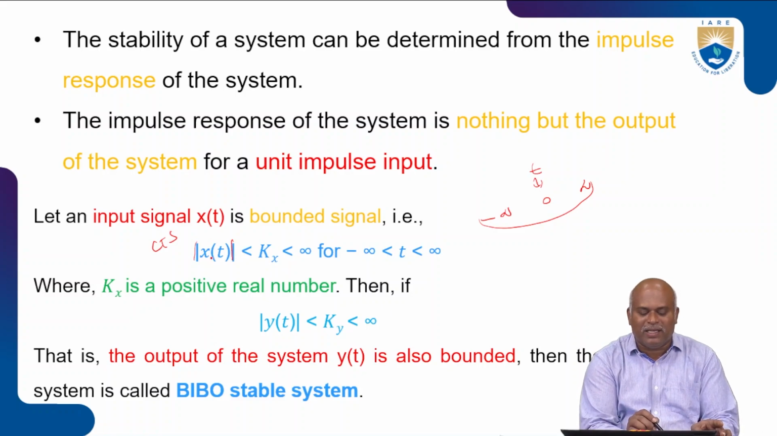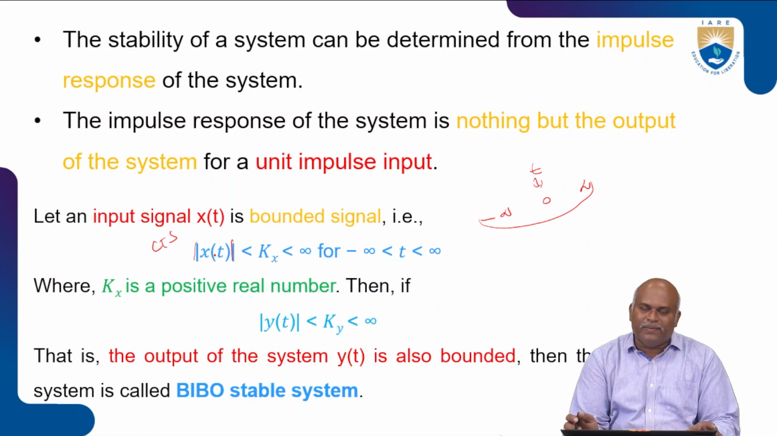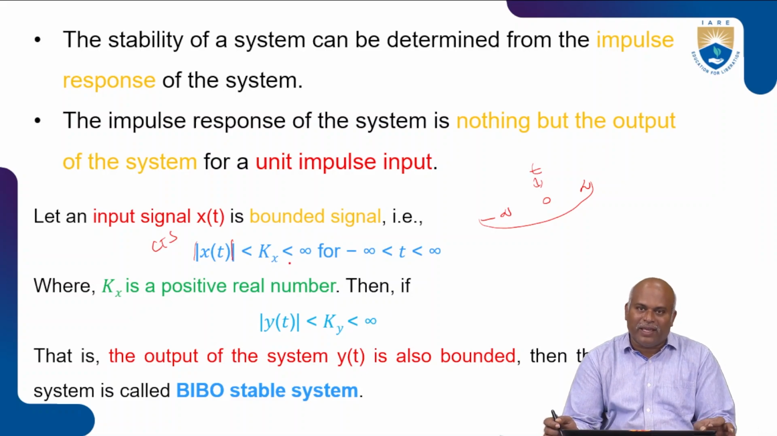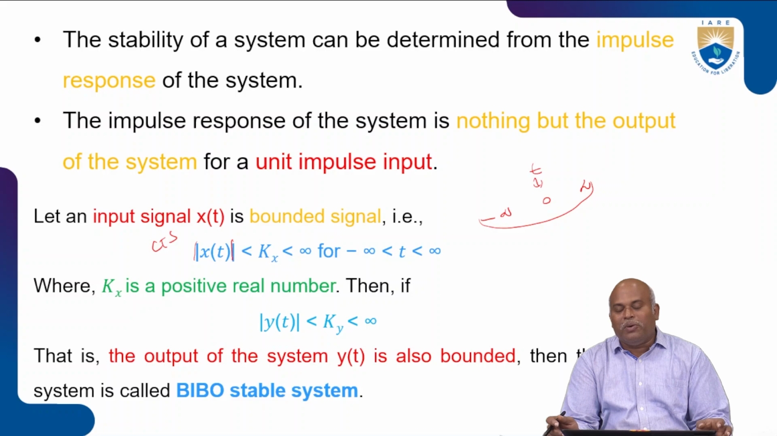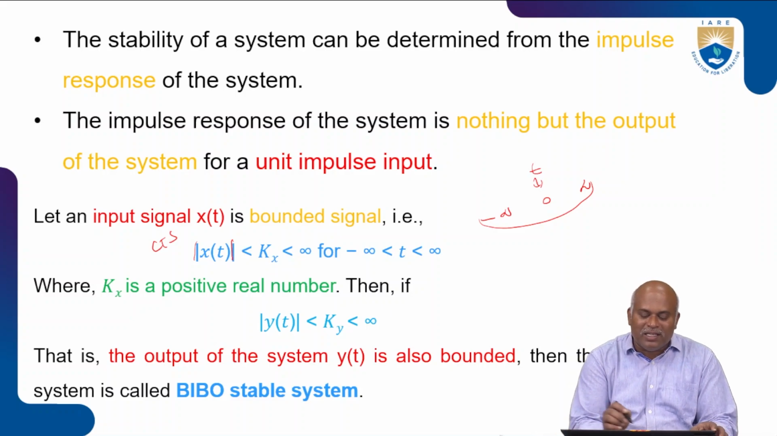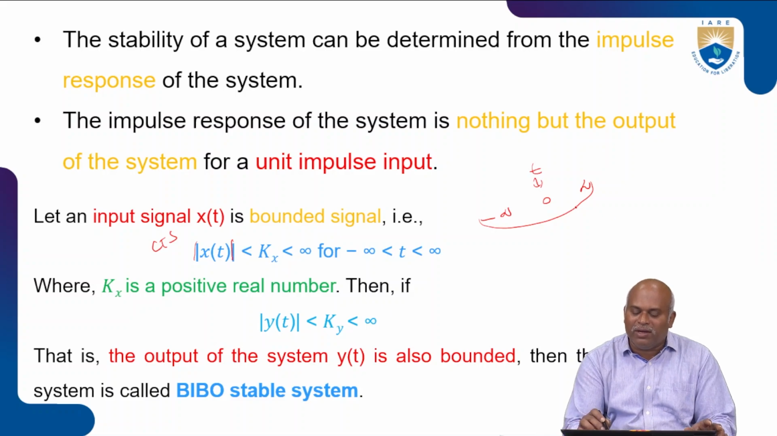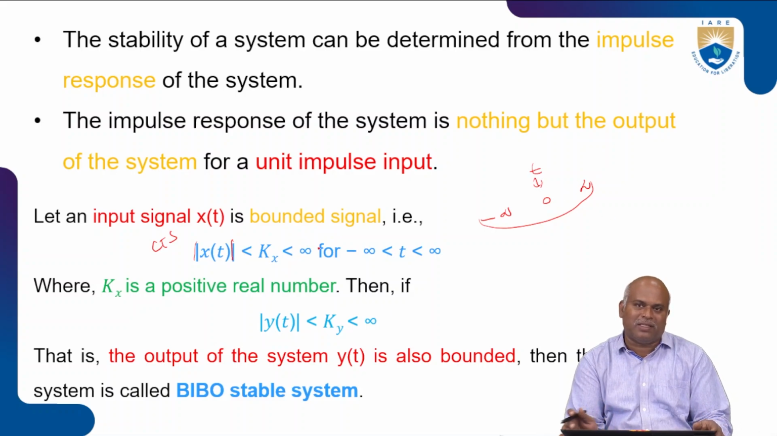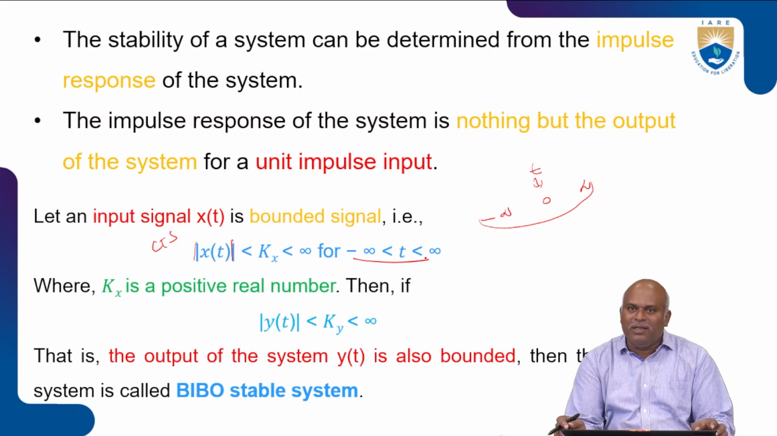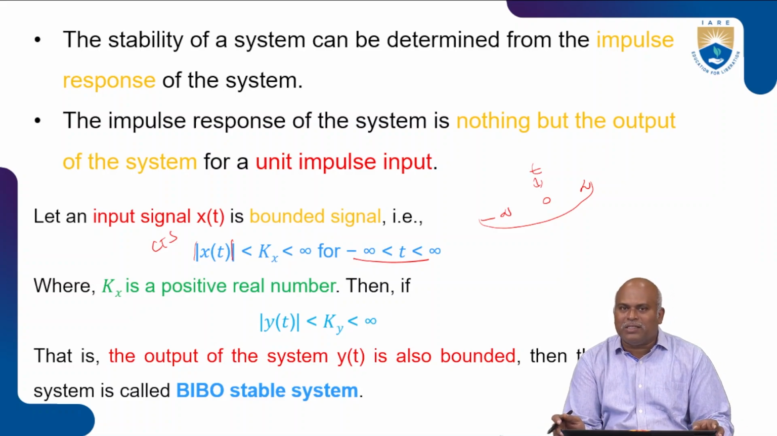The mod of x of t is bounded by some constant k of x, that is a bounded constant, represented as a positive real number, less than infinity. What are we going to get? That bounded value holds for both minus infinity of t to plus infinity of t. Now, k of x is represented as a positive real number.